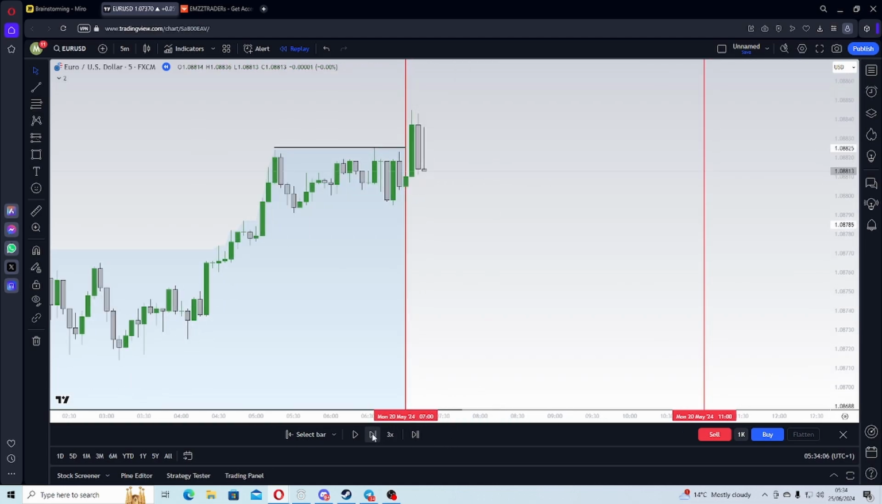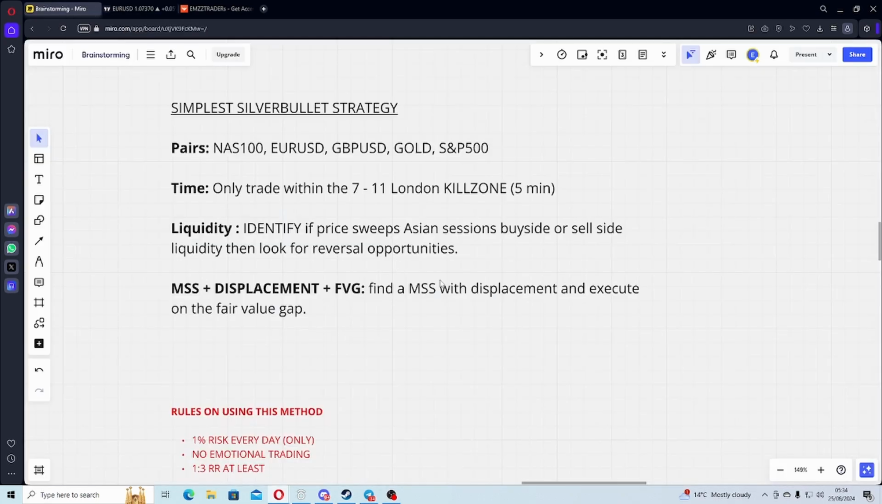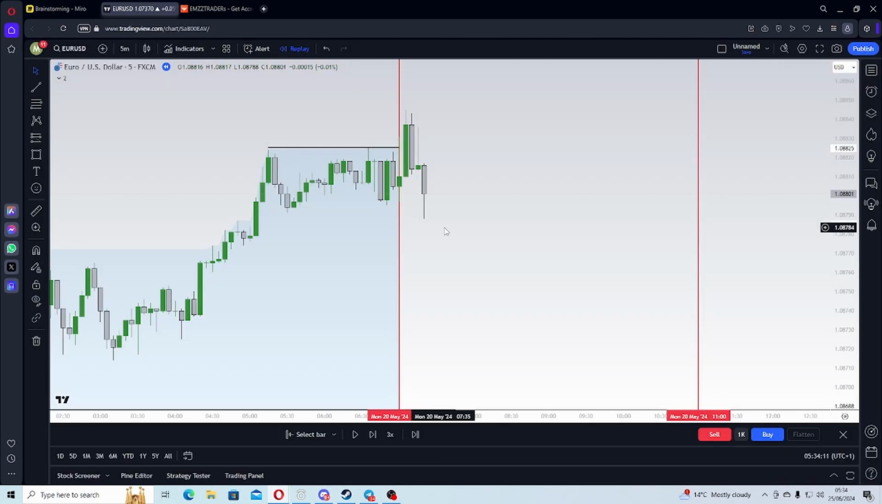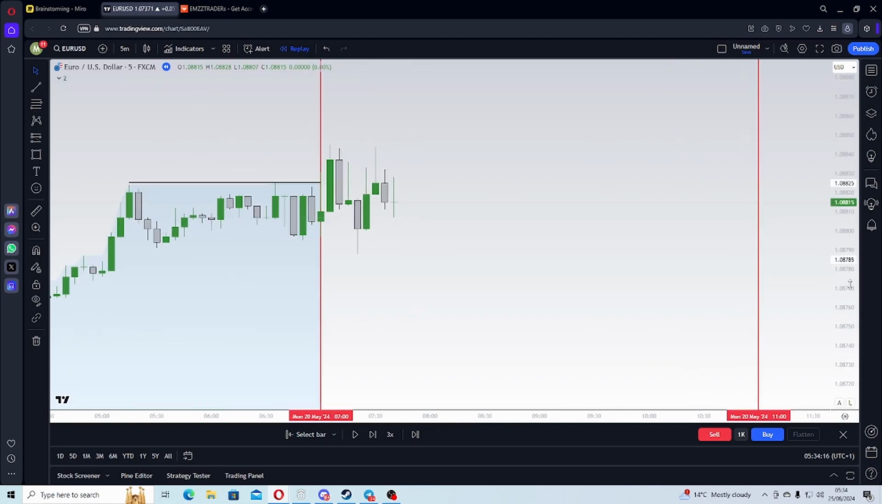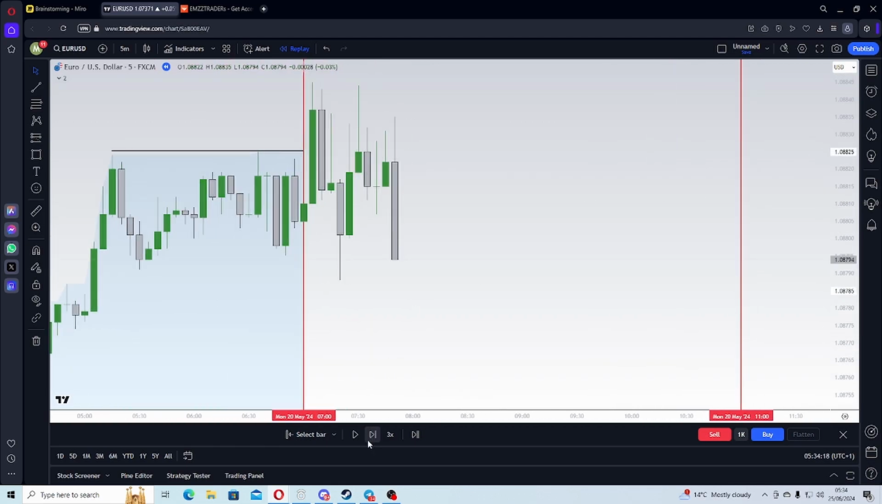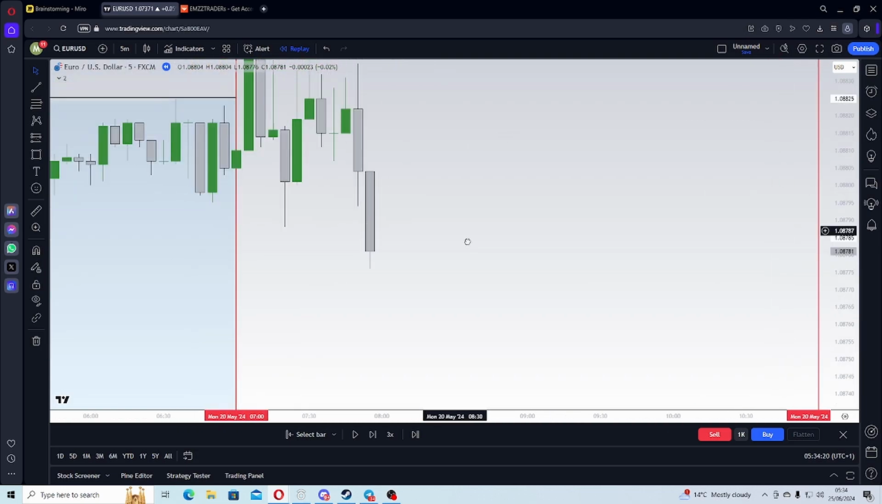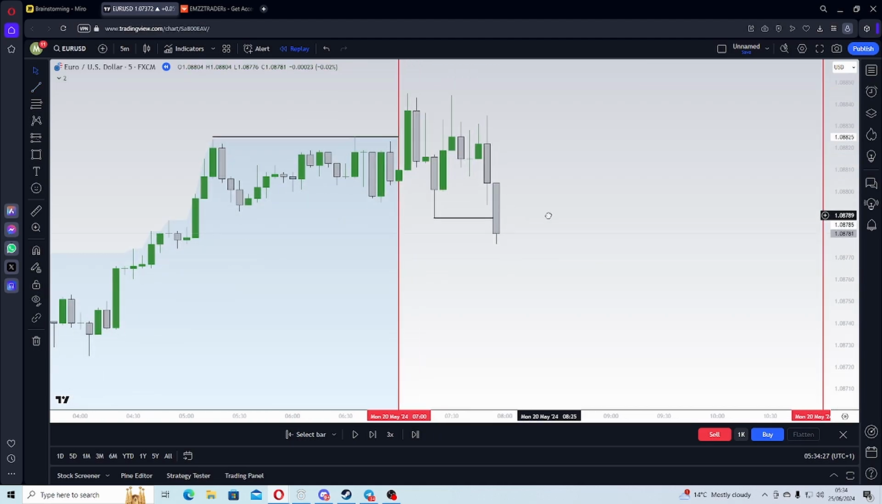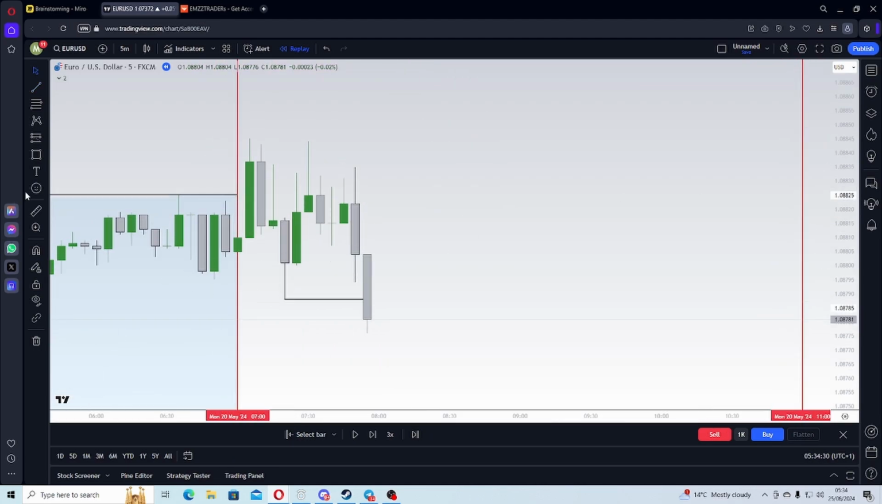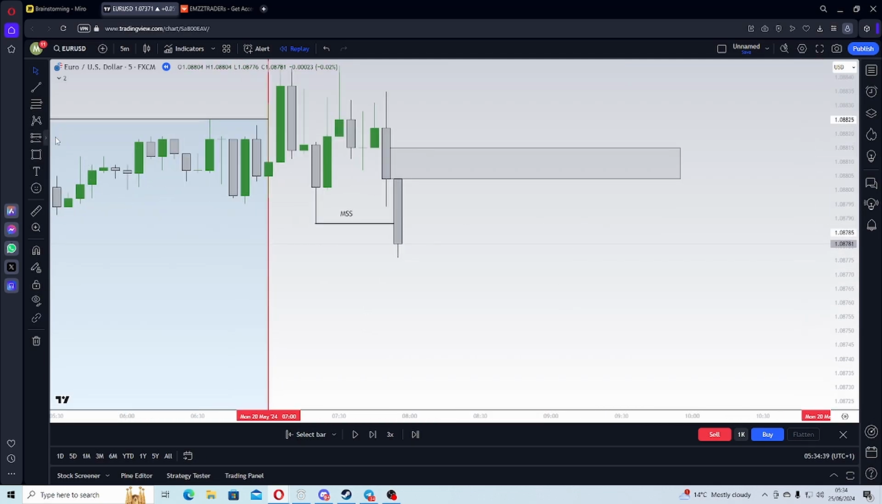Now we're going to be looking for a market structure shift with a displacement, and we execute on the fair value gap. So now I'm going to be looking for that market structure shift. And as you can see, it just swept these lows right here. The price just swept this fractal low. We can count this as a market structure shift. And where can we see a displacement? It's right here. We can see a fair value gap right here. Extend this and we put a sell position.